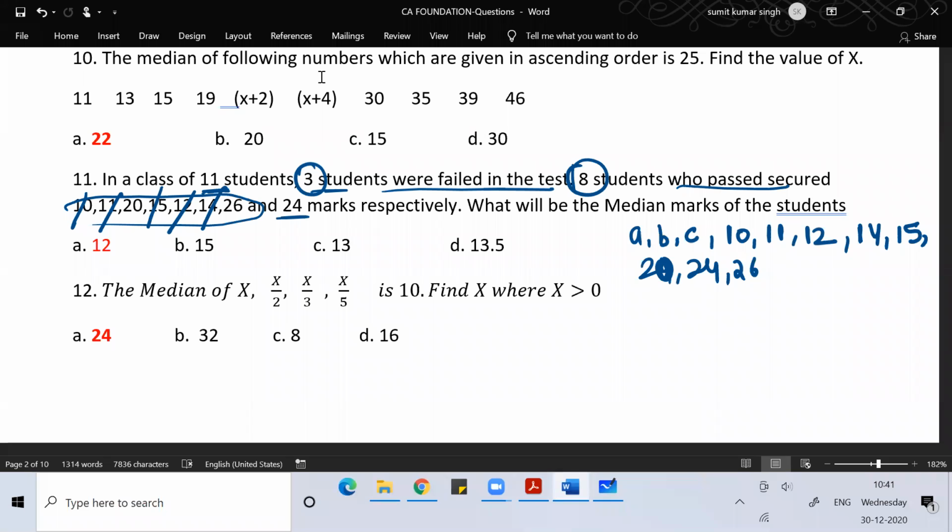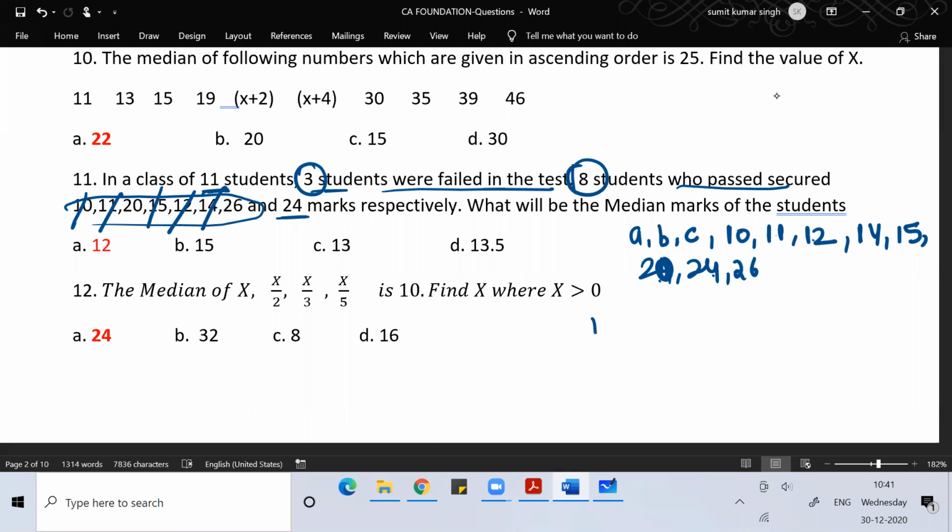Those who have passed, that is 1, 2, 3, 4, 5, 6, 7, 8. Their marks are 10, 11, 12, 14, 15, then 20, 24, 26. Okay, so these are the 11 students.